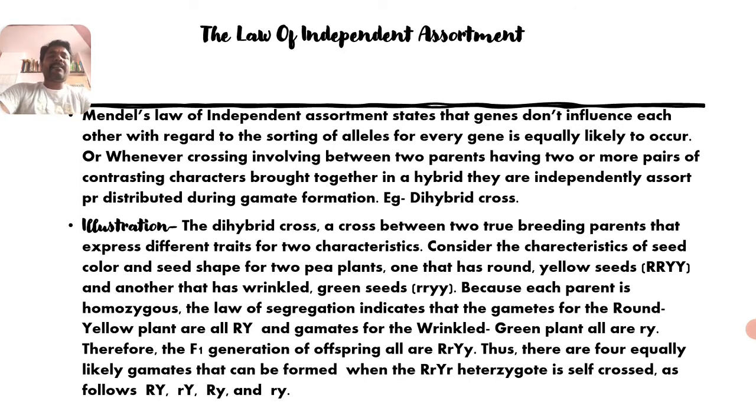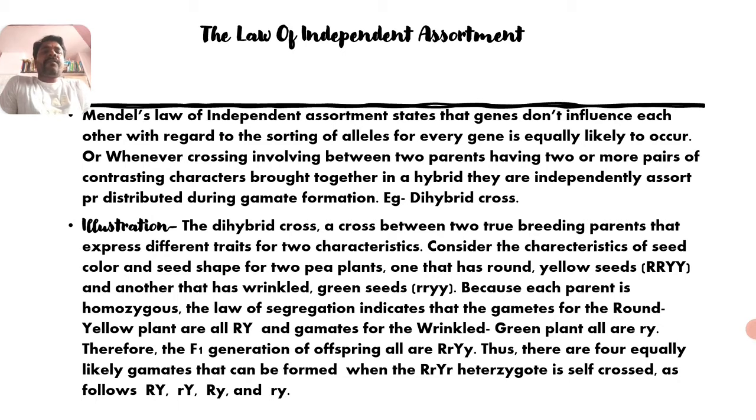But here there is the heterozygous condition, capital R and small r. As per the law of dominance, capital R is expressive in nature, and in capital Y, small y, capital Y is expressive in nature. Hence, the characteristic of capital R, small r, capital Y, small y is round with yellow seed.